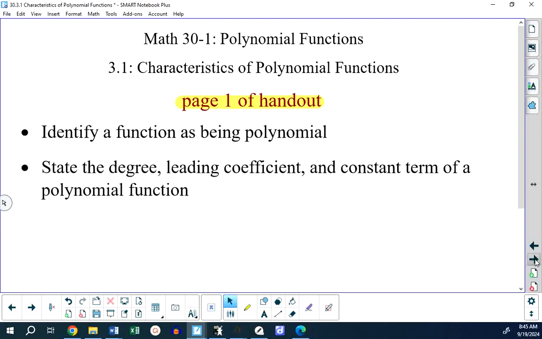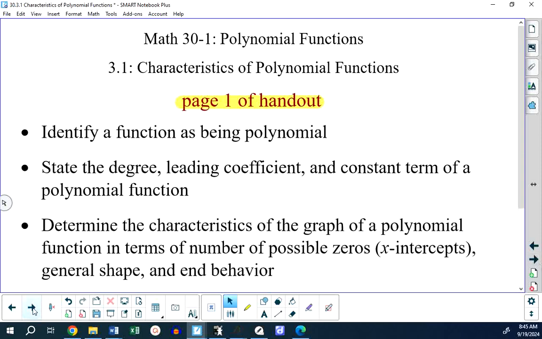State the degree, leading coefficient, and constant term of a polynomial function. These terms, these words, degree, leading coefficient, constant term, are key. You need to be able to identify what these things are, because once you do that, it tells you information about the graph of the polynomial function. It tells you about the behavior of the mathematics. And basically, from that, you should be able to tell me lots of things.